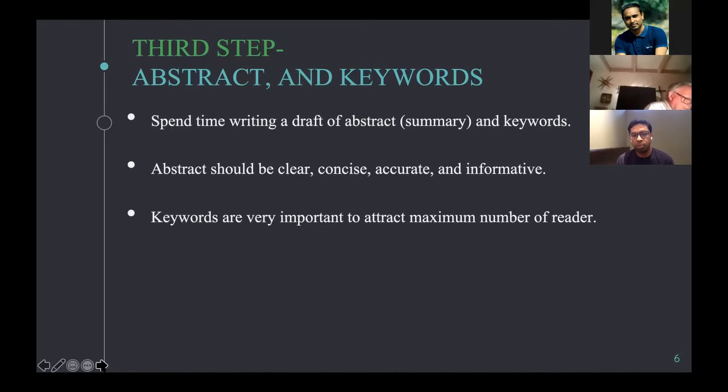5 to 6 important keywords from your whole review paper. So that should be defining your whole review paper. So those 6 keywords will define, I can say, the structure of the whole review paper. So I can say the keyword is as important as the abstract and introduction.